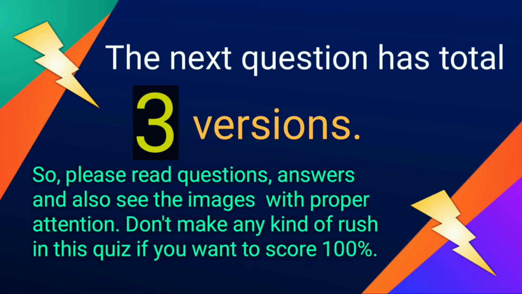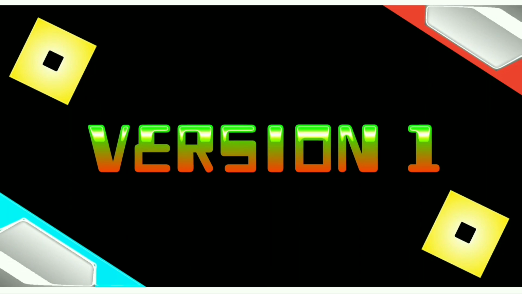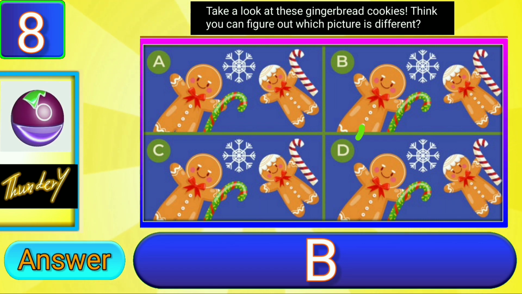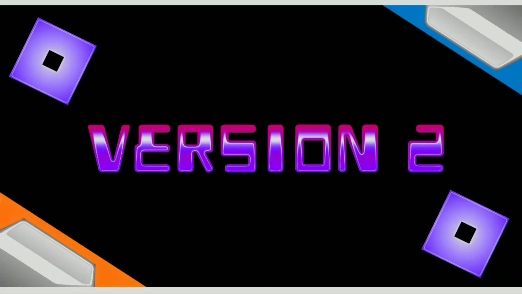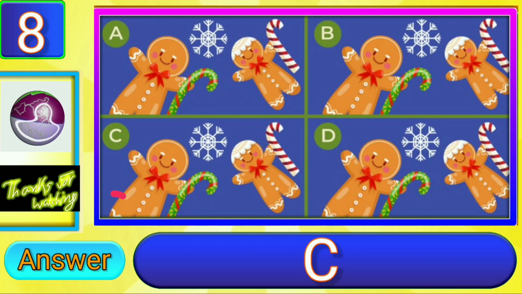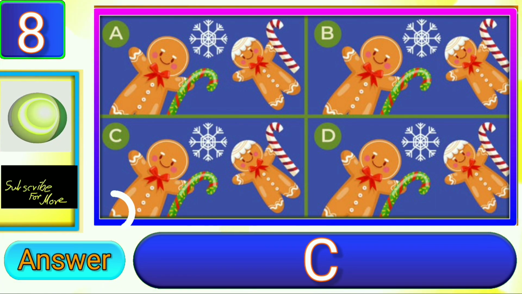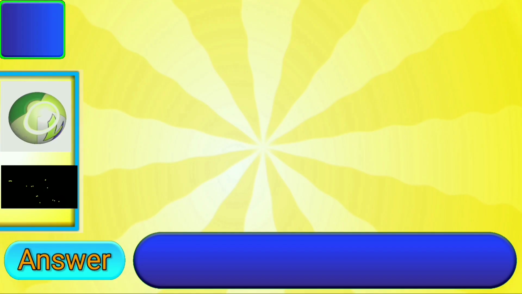The next question has total 3 versions. Version 1. Question. Take a look at the gingerbread cookies. Think you can figure out which picture is different? Answer B. Version 2. Answer C. Version 3. Answer D.